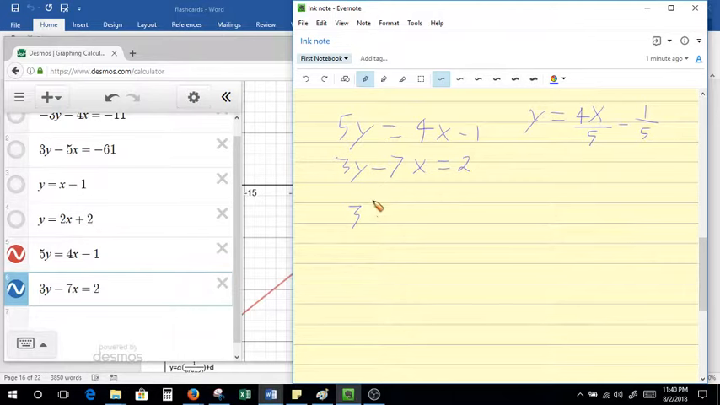So 3 times 4x over 5 minus 1/5, minus 7x equals 2. So we have to distribute this 3. That's going to be 12x over 5. That's going to be minus 3/5. And let's make these two terms over 5 over 5 as well. So to put them over 5, we multiply the numerator by 5 as well. So 7 times 5 is 35.